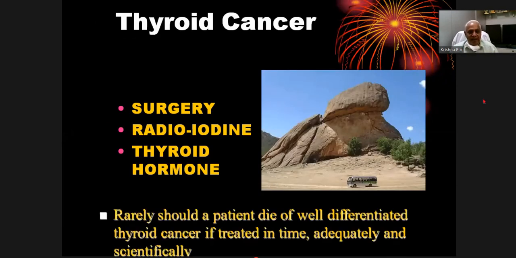So for thyroid cancer, the treatment approach is surgery, radioiodine, and thyroid hormone. Rarely should a patient die of well-differentiated thyroid cancer if treated in time, adequately, and very scientifically. That's an important point to remember.